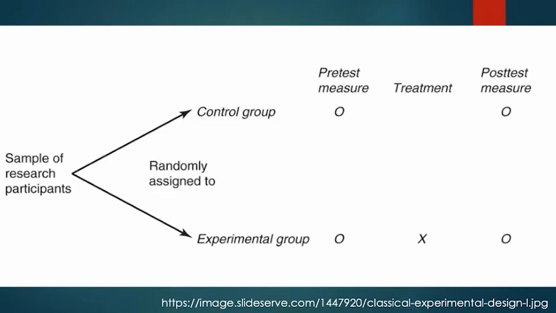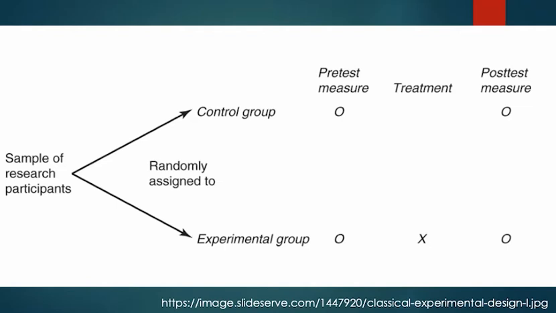Often we'll have a pretest where we measure the quality that we're interested in, and then our experimental group receives a treatment, and then we measure both groups again. And if there's a difference between the groups after the experimental group has received the treatment, then we conclude that there is an effect for the treatment, that the treatment had some sort of impact on the measurement.